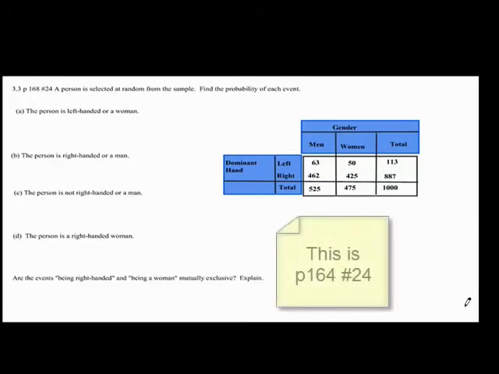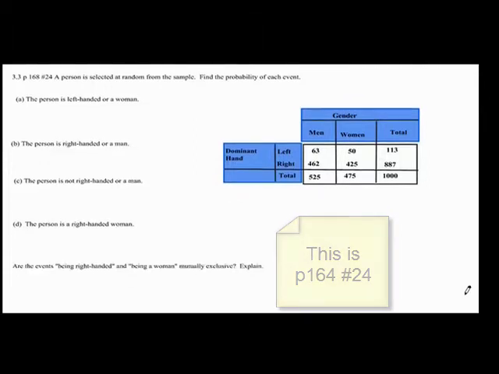3, page 168, number 24. A person is selected at random from the sample. Find the probability of each event. Here we're looking at the dominant hand and the gender, men, women, and lefties and righties. When you've got a table like this, it makes it a lot easier to calculate. You can just look up stuff in the table, decide what they're looking for, and look at the table to add up the numbers or not.